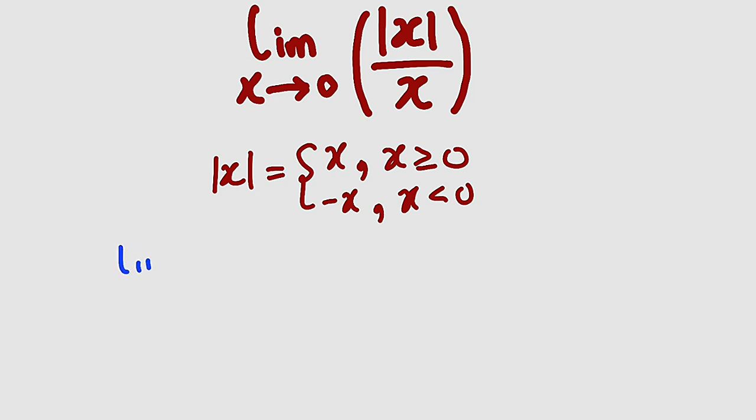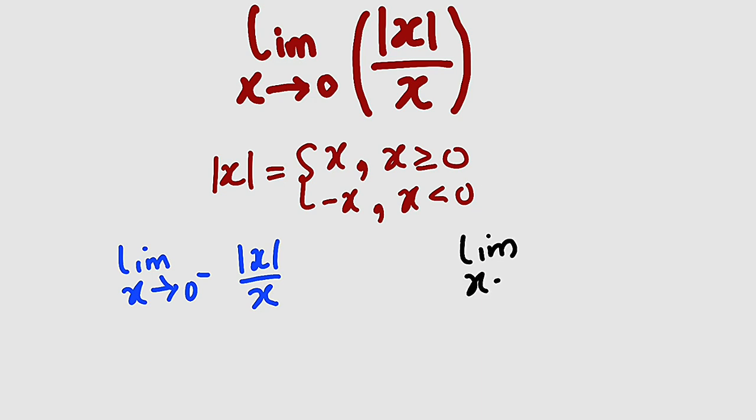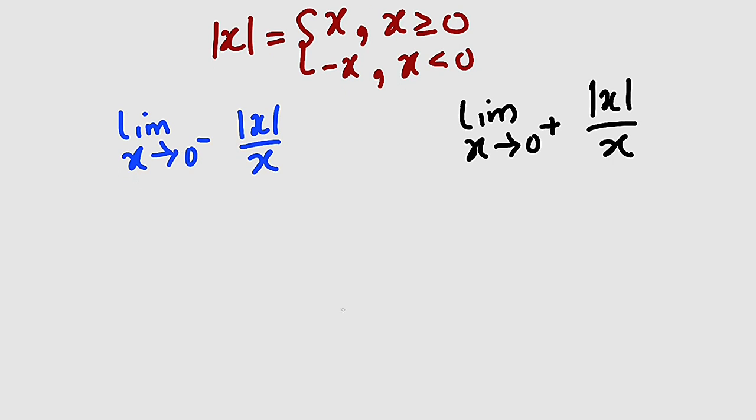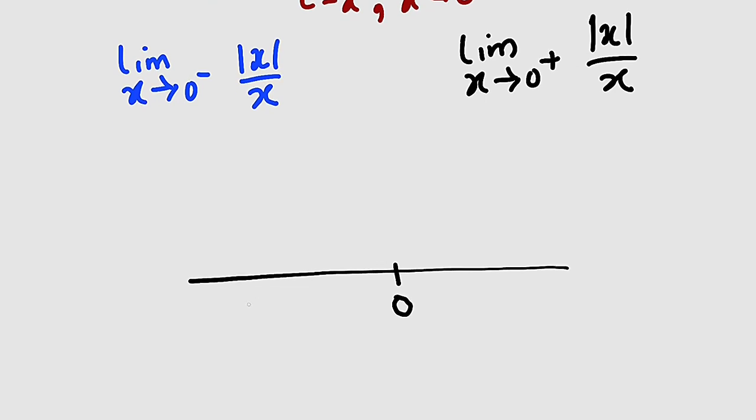So we have the limit as x approaches 0 from the left hand side of absolute value of x divided by x, and we also have the limit as x approaches 0 from the right hand side of absolute value of x divided by x. So now let us look at it on the number line. Suppose I have a number line here. We want to approach 0 from both directions. Let me start from the left hand side.